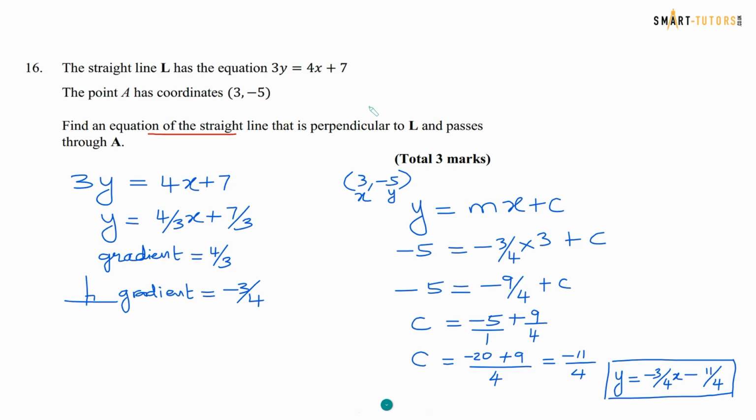You can write the straight line equation y equals mx plus c. Then substitute minus 5 for y and the gradient is minus 3 upon 4 times 3, then plus c. Then you simplify the equation, and you get c equals minus 11 upon 4. So you can leave the equation as y equals minus 3 upon 4 x minus 11 upon 4. You can leave it like that.